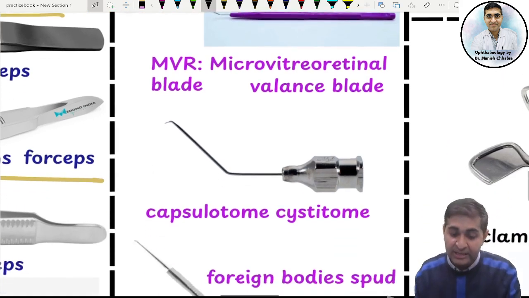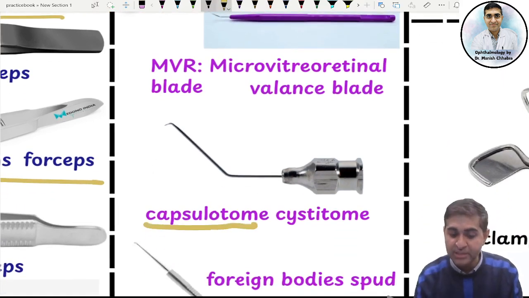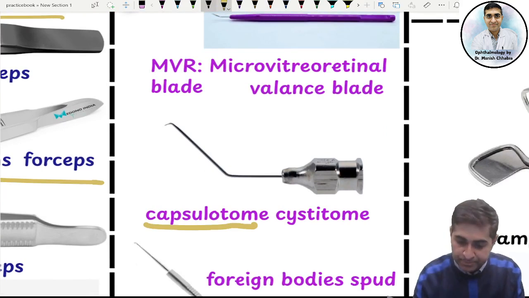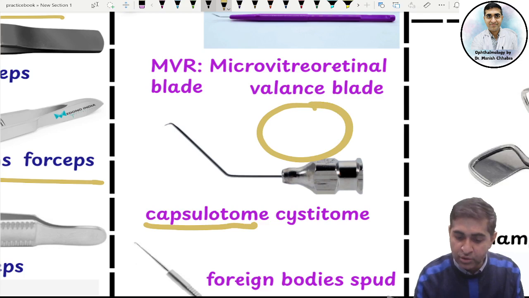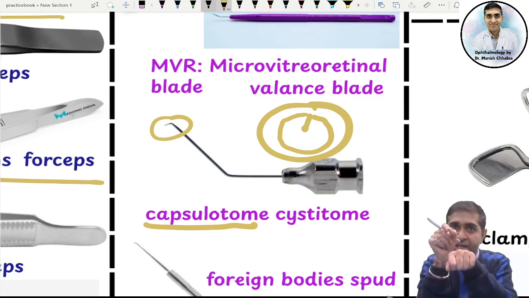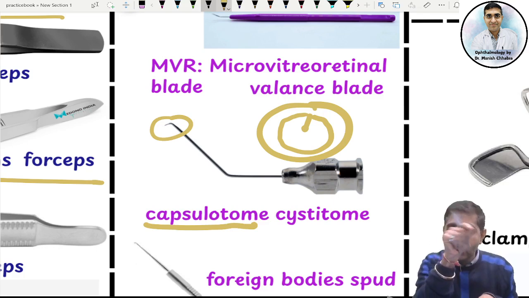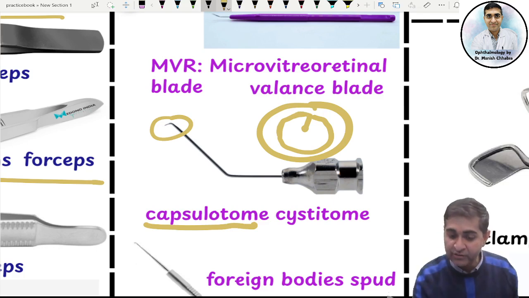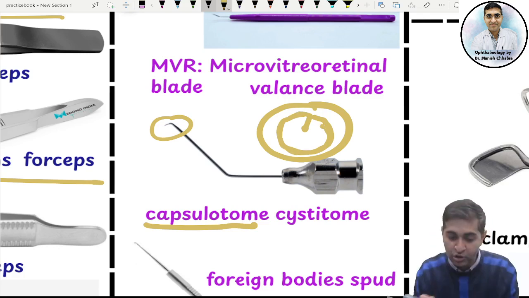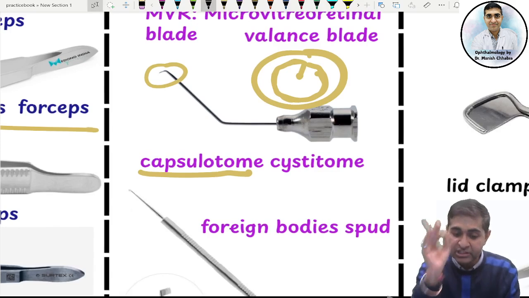Okay, then the micro vitreoretinal blade, which is the MVR blade, in case you want to do vitreoretinal surgery. Then there is the capsulotome. The capsulotome is used when you want to create a capsulorhexis. You puncture the capsule here, then you make a flap and go like this with the help of the capsulotome. This pointed part is kept on the capsule and it is slowly rotated, so that there is tearing of the capsule in a way that a round hole on the capsule, which is a capsulotomy, is created, hence the name capsulotome.